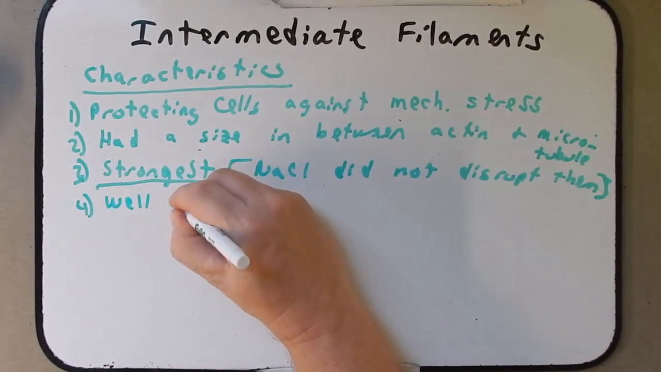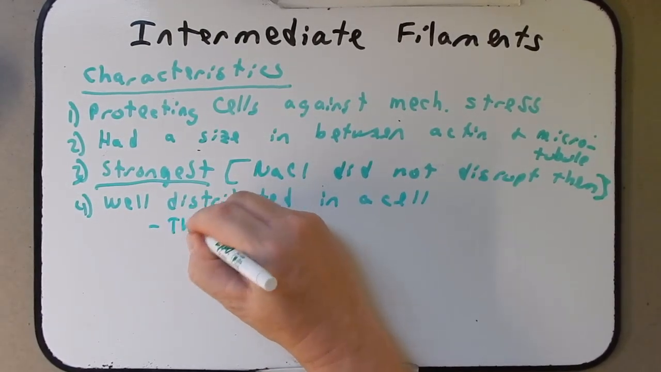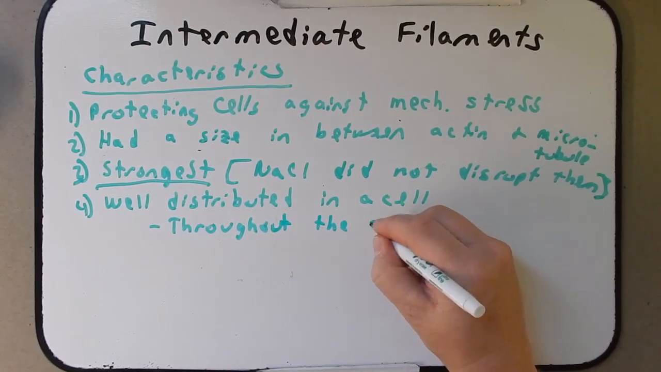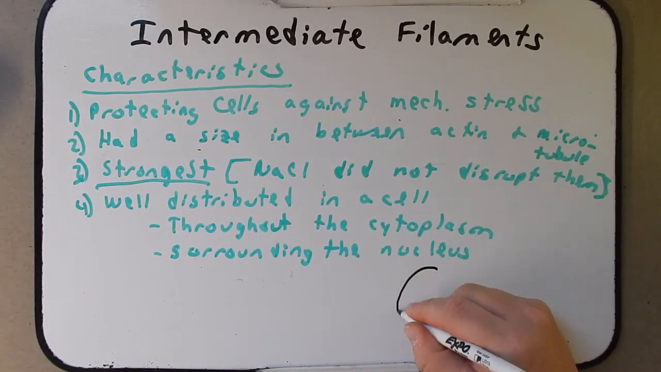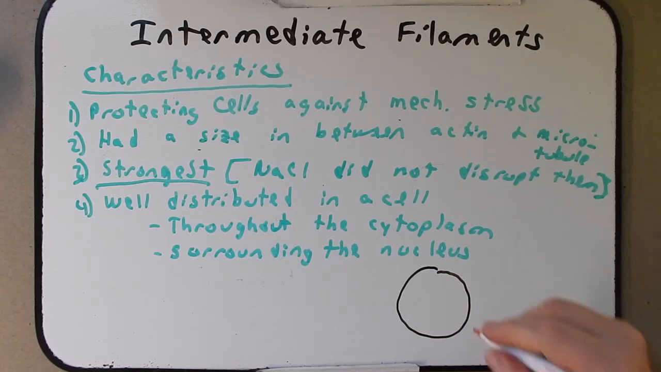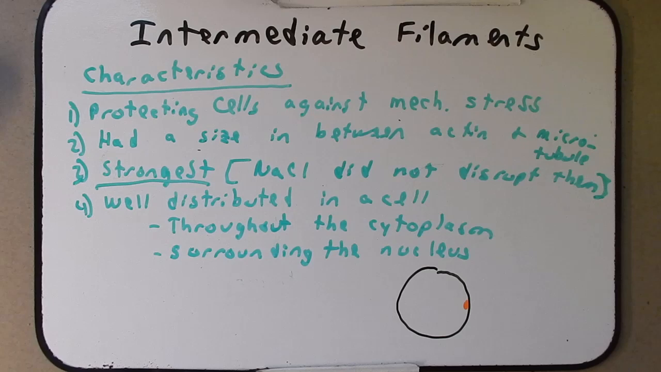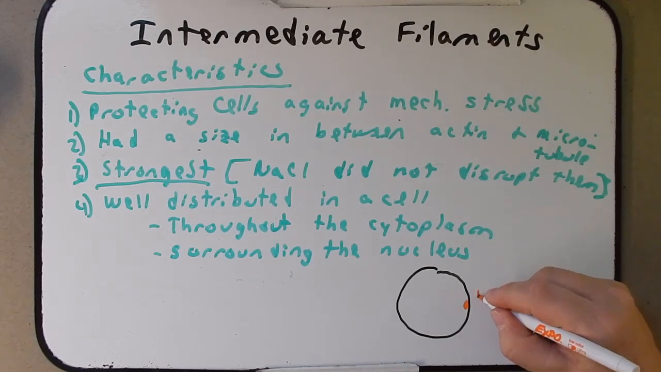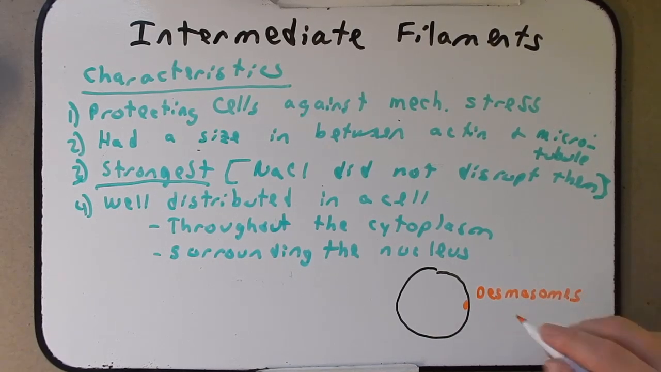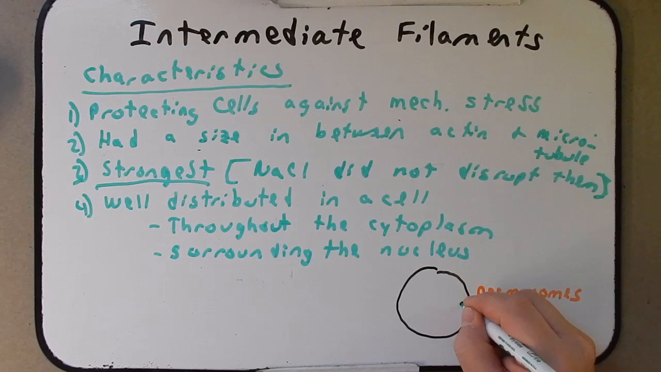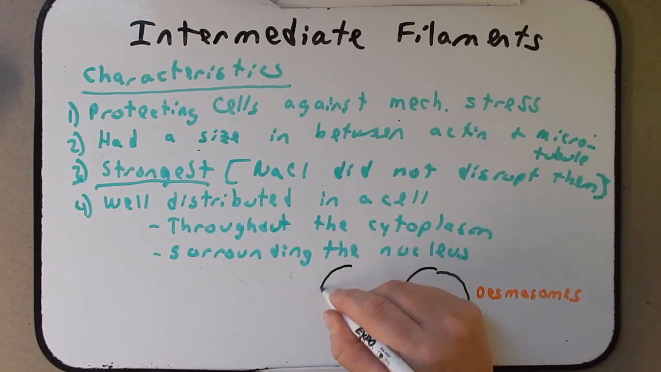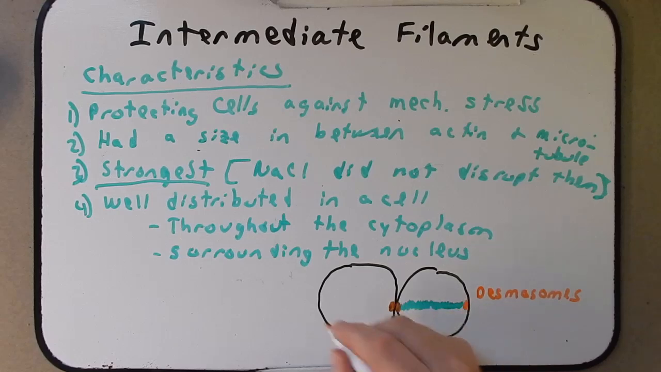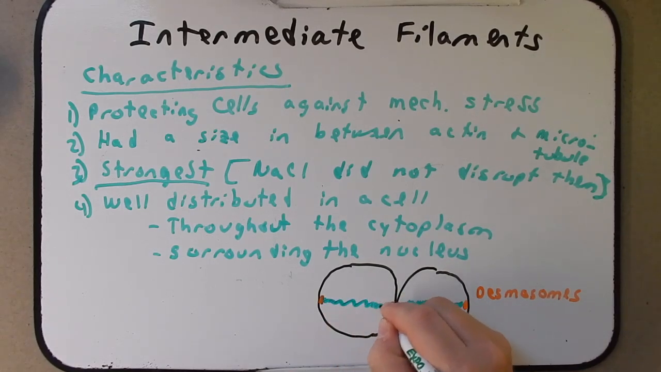Intermediate filaments are well distributed in a cell. So they're found throughout the cytoplasm, and more specifically, you will find them surrounding the nucleus. They are often found anchored to the cell wall by this protein structure that we'll talk about later called desmosomes. We'll talk about these towards the end of the semester, but these are structures that hold cells together. And from here, they will interact with other intermediate filaments across the cell. And in some ways, then, you can think of this as how they can interact and provide that coordinated strength between cells because they are interacting with each other through these desmosomes.